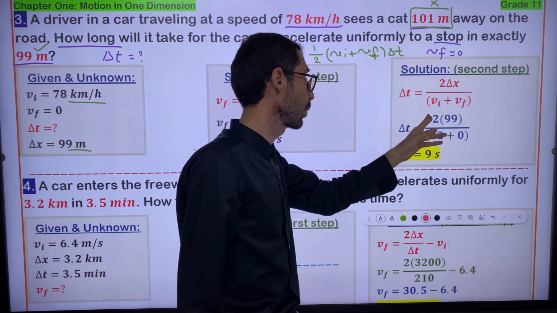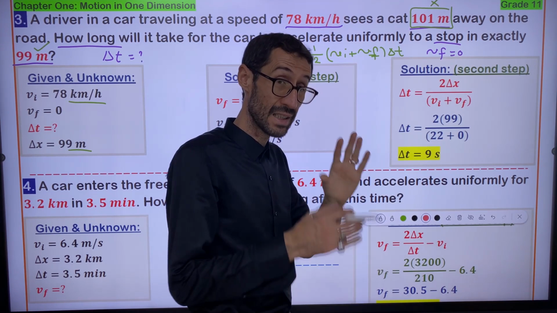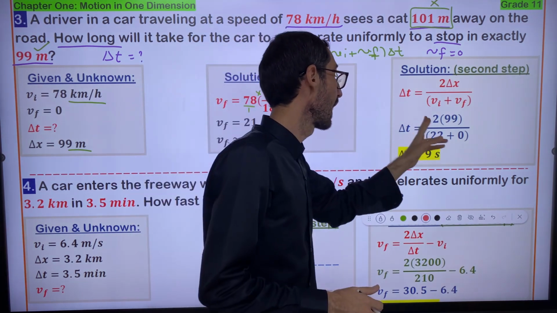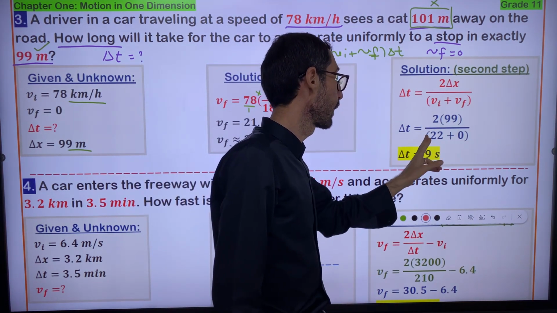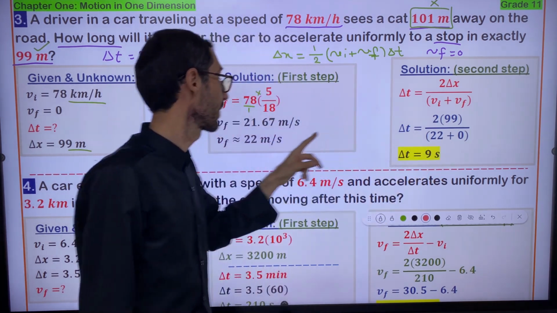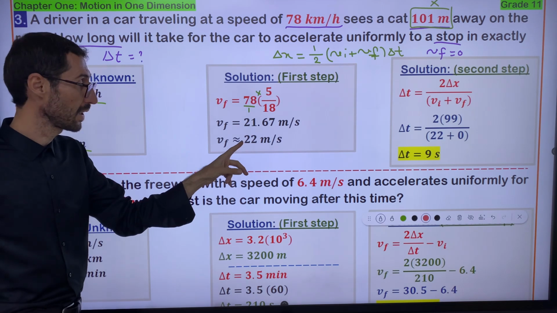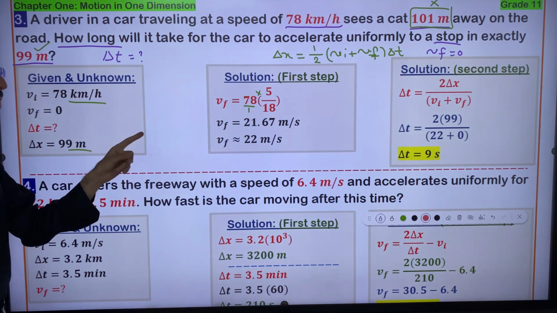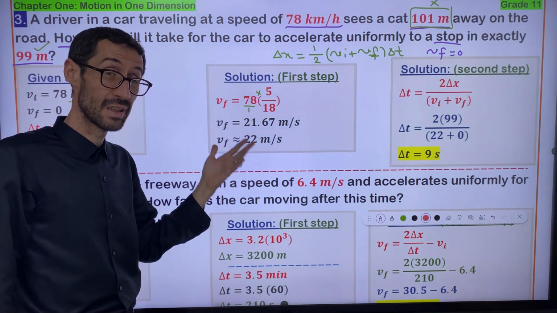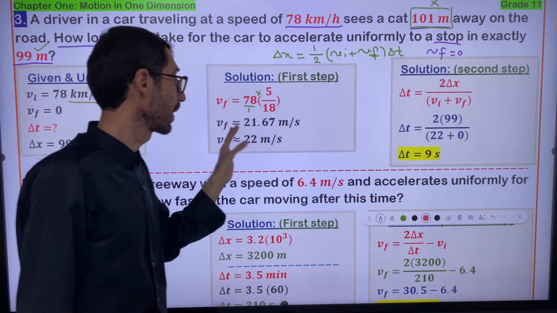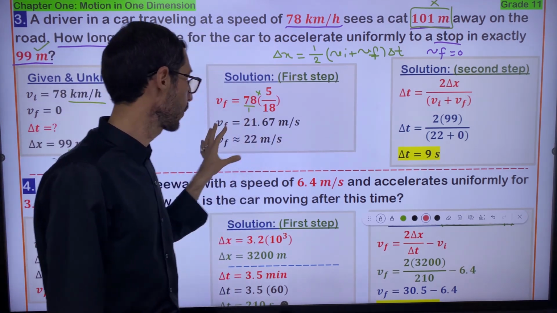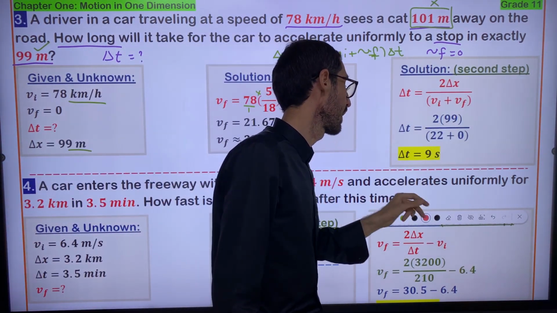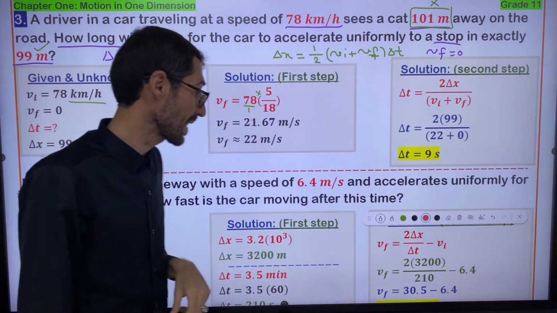So delta t is equal to 2 times delta x, which is 99. It's not 101. I explained it for you. 99 meters divided by the initial velocity 22, right? You are not allowed to write 78 kilometers per hour because you converted it before, and the number would be 22 meters per second. 22 plus 0, and the answer is equal to 9 seconds.